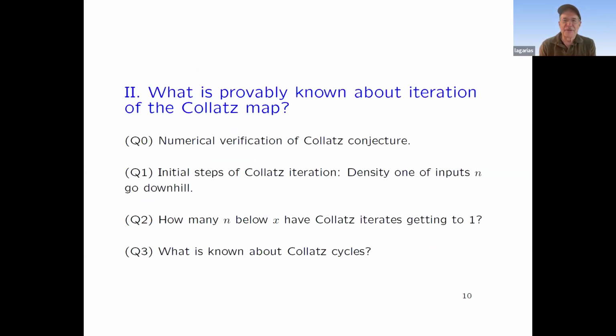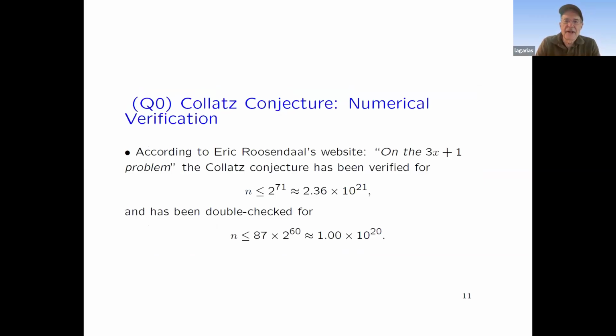Okay, now I would like to talk about the results, what's known about the conjecture. The first is numerical verifications. The initial steps, there are many theorems. Density one set of inputs going downhill is one of the earlier results. You can ask in the reverse direction, how many integers can you provably get to 1, and what can you say about cycles? Next. It's now been numerically verified at least to 10 to the 21st power, which is a big computation, and reportedly has been double checked up to something times 10 to the 20th.